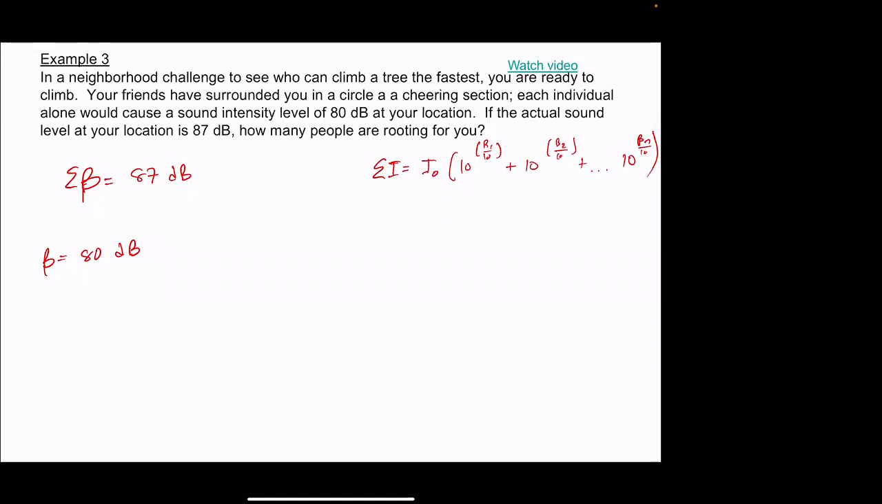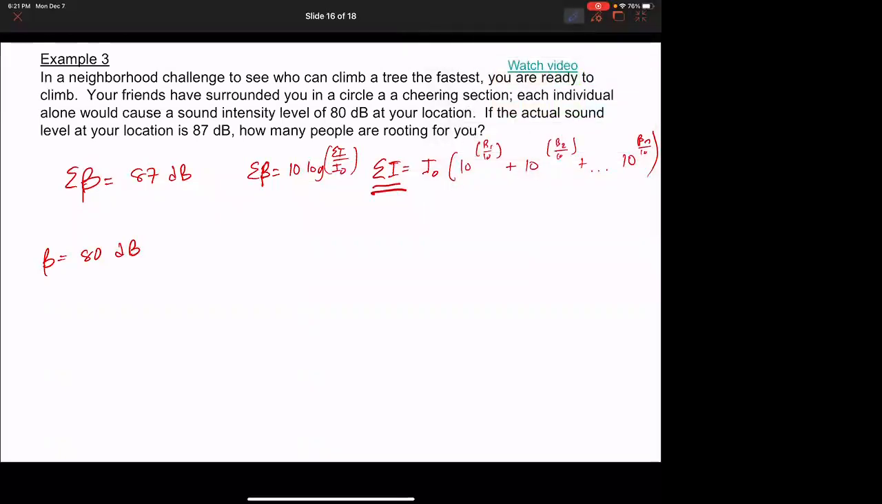And then the sum of the betas equals 10 log of the sum of the i's over I naught. So our goal is we have to figure out the sum of the i's first. That's what we need to do, figure out the sum of the i's. Then we can plug them in here.